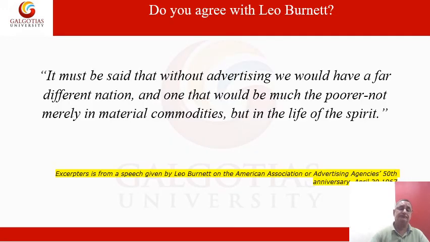And the last, do you agree with Leo Burnett? It must be said that without advertising, we would have a far different nation, and one that would be much the poorer, not merely in material commodities, but in life of the spirit, according to the expert. Do you agree with this?